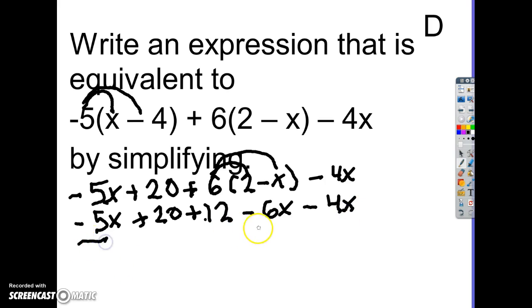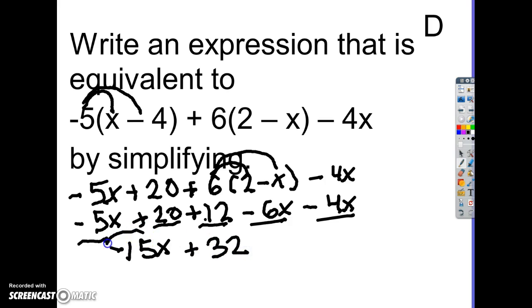Combine your like terms of -5x, -6x, and -4x. Make that -15x. And then combine your terms of 20 and 12 and make that 32. Now you have two different terms, the first one with an x, the second one without an x, and that means you're through.